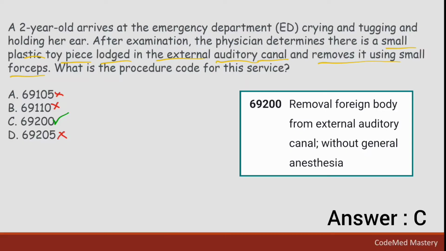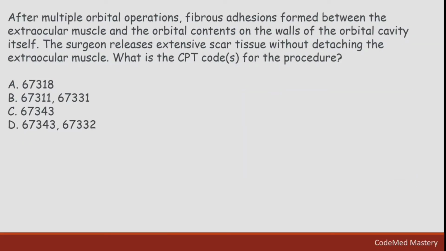Let us move on to the next question. Read the question. After multiple orbital operations, fibrous adhesions form between the extraocular muscle and the orbital contents on the wall of the orbital cavity itself. The surgeon releases extensive scar tissue without detaching the extraocular muscle. So, what CPT code should be used for this procedure? Let us check the options. Check option A 67318.